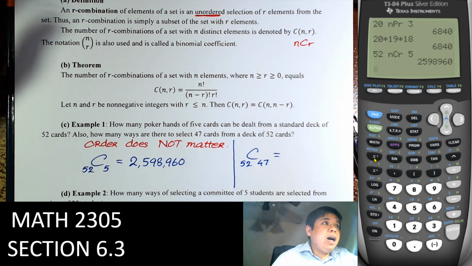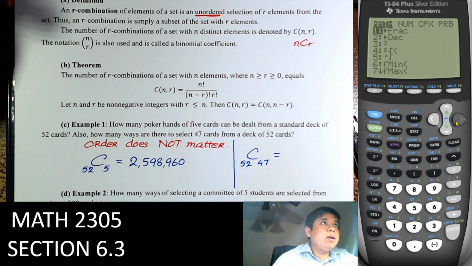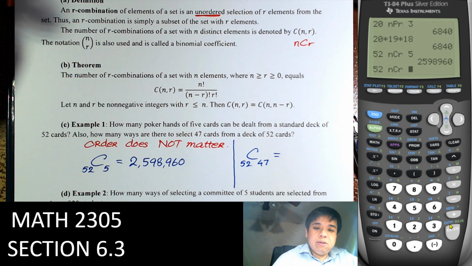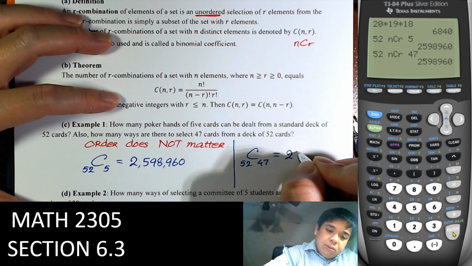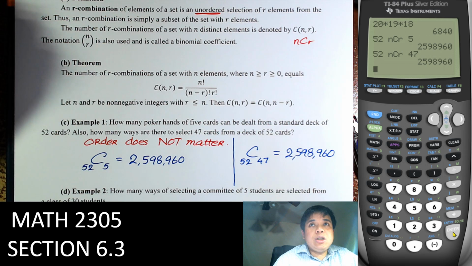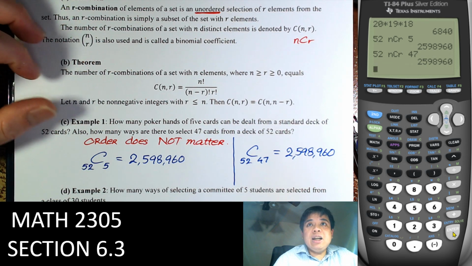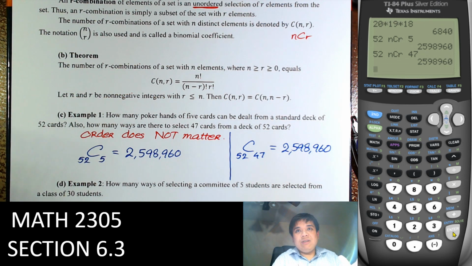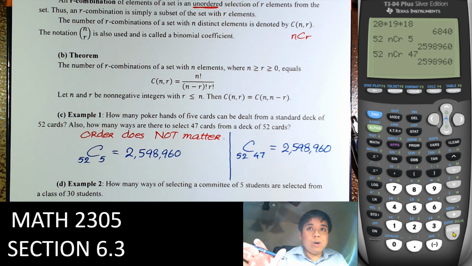See what happened. So we will have 52 to choose from, and a combination of 47. And we have that much, 2,598,960 different hands. Of course, you can choose 5 or choose 47. If you choose 5, you have 47 left. If you choose 47, you have 5 left. Either way, the same number of different possible combinations.